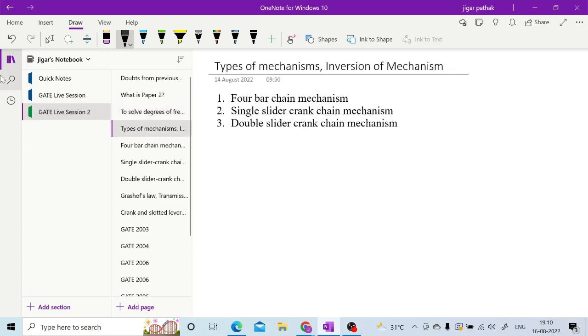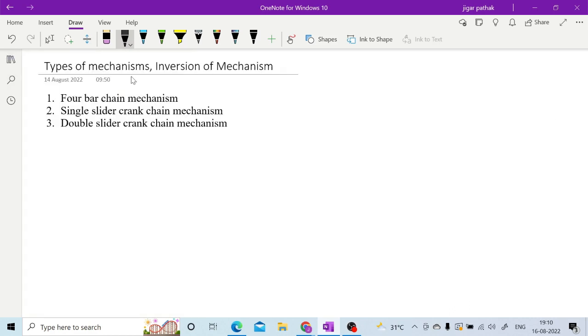Now let us move to the next topic, that is types of mechanisms. What is a mechanism? As we have discussed, whenever we have a kinematic chain and we fix one of the links of our kinematic chain, then we can consider it a mechanism. So the basic types of mechanisms are the 4-bar chain mechanism, the single slider crank chain mechanism, and the double slider crank chain mechanism. The first one is the 4-bar chain mechanism.